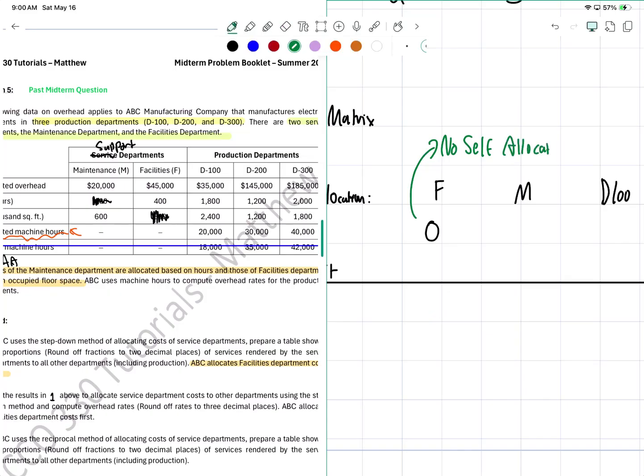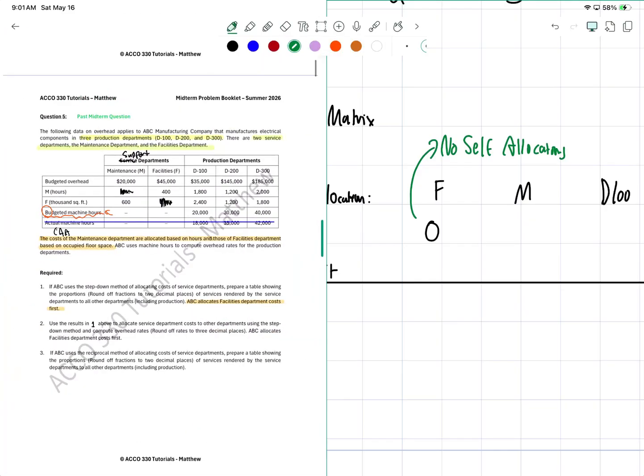We can't just not answer it. Okay, we're just saying the allocations can be 0 at the end of the day. So we put 0 here. We don't leave it blank. We literally show that facilities doesn't allocate anything to themselves, so the proportion is 0. Okay, and then, guys, pretty straightforward here.